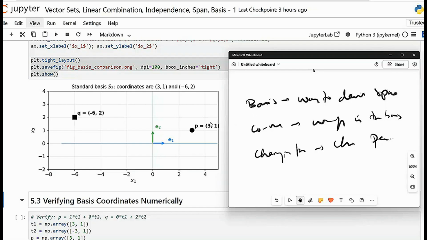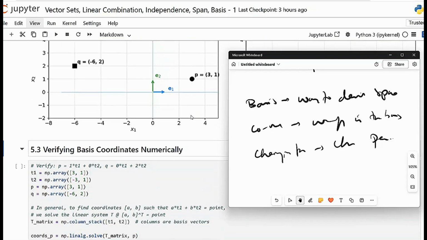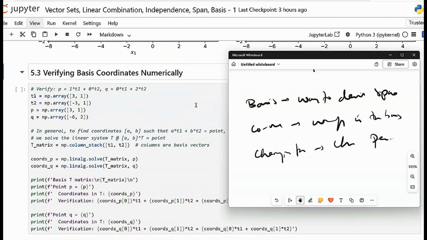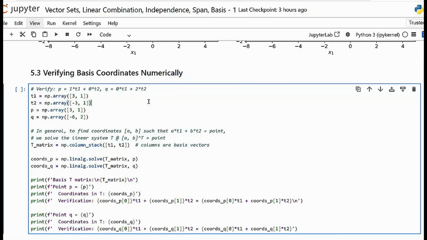Now let me continue on solving some coordinates numerically, using linear algebra functionalities, where this becomes computational. So here we go, dear friends. Kindly observe: verifying basis coordinates numerically. Here we have two different functionalities. First, defining the alternative basis, that is 3 and 1, minus 3 and 1. This defines the alternative basis vectors.